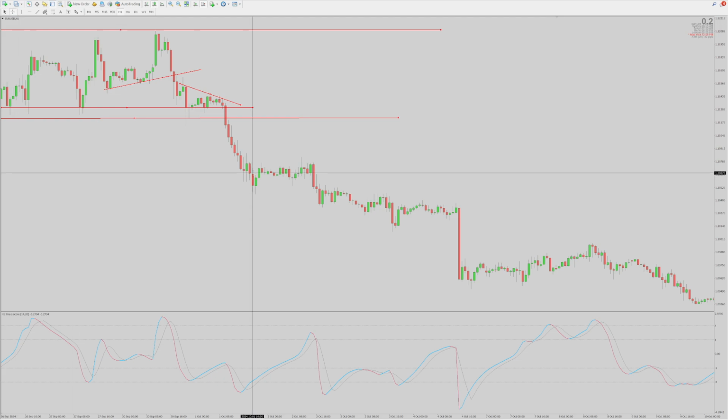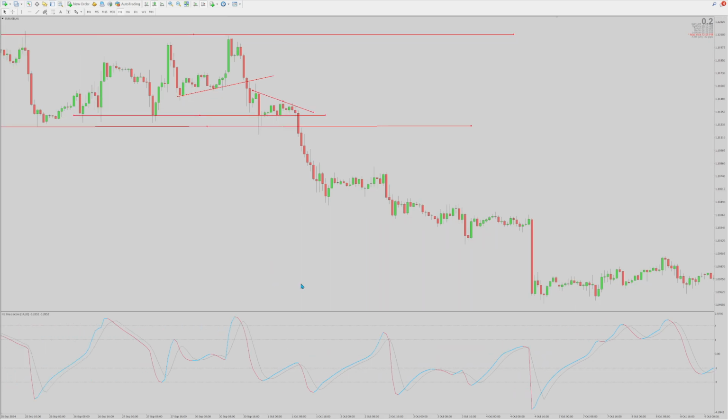Okay, I've waffled on a lot. The Z-score indicator, let's get to it. So here it is down here. Basically, there's a few things we're going to look for.